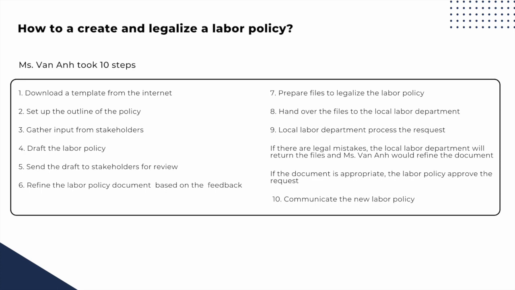Ms. Van Eyne first downloaded a labor policy template from the internet. She customized the layout and gathered input from stakeholders so that she could fill in certain content. After that, she sent the draft to major stakeholders for review. She then refined the document and prepared a host of registration files associated with the labor policy. Then, she submitted them to the local Department of Labor, which is located in Taiwan. The department will examine the documents to check if there is any legal issue. If there is none, then the labor policy is registered and becomes effective after 15 days. And finally, she communicated the labor policy to the entire company.